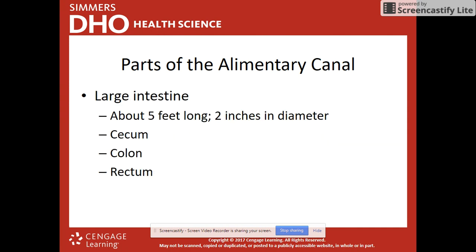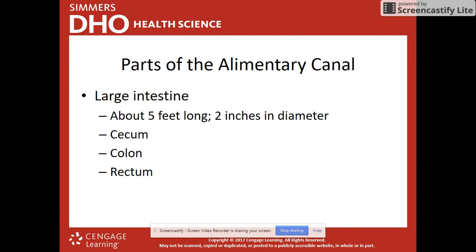All right. Large intestine is the next section of the alimentary canal, and it's about 5 feet in length, so significantly smaller, but it has a larger diameter of 2 inches. And then again, we have different sections of the large intestine. So we have the cecum, the colon, and the rectum, and we're going to talk about each of those.